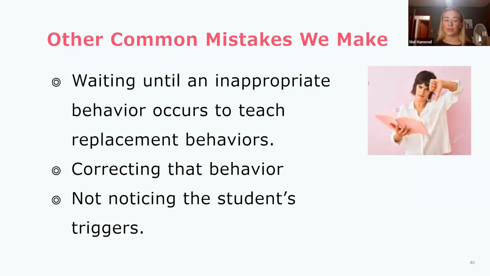Not noticing the student's or your child's triggers. We call those precursors in ABA, and precursors are warning signs that bigger behaviors are about to happen. So I have a client currently, she will make really, really strong eye contact with you and then spit right in the dead center of your face. It's amazing how good aim she has. But I know the second she looks at me, she's going to spit on me. That's her trigger. That's her warning sign that she's going to spit.